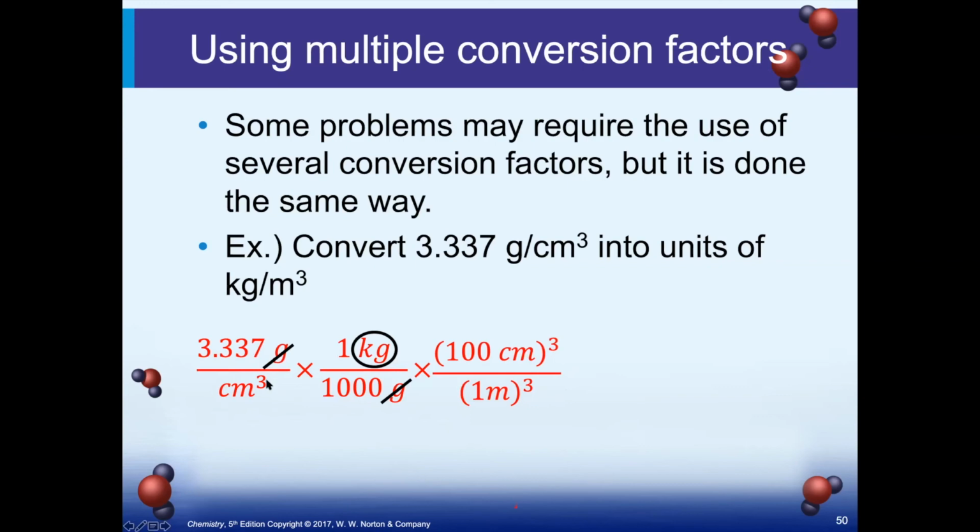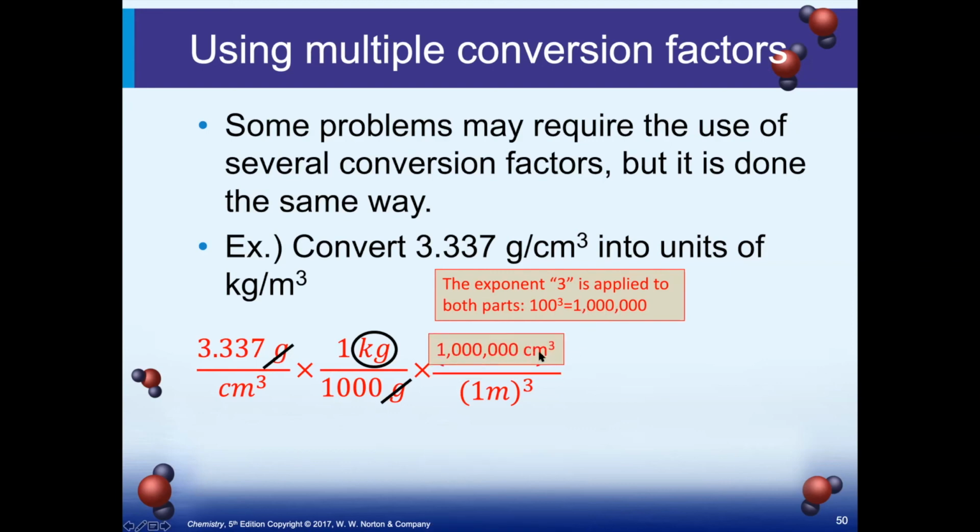What I want is to get rid of centimeters cubed, so I have to cube the conversion factor. But the key is that you apply that exponent to the units and to the number. So when I put the cubed there, it not only cubes that unit, but it also cubes, in this case, 100, that number. The exponent 3 is applied to both parts. It turns out that 100 cubed is 1 million, so 1 million cubic centimeters is 1 cubic meter. Those units cancel, and you get the units that you're looking for.